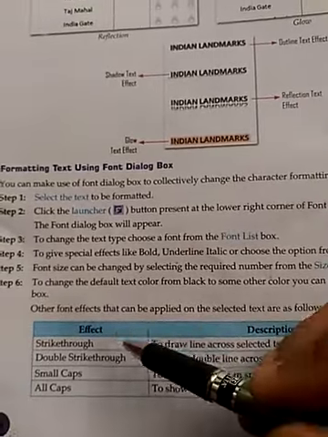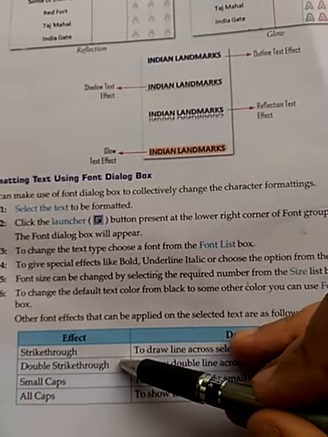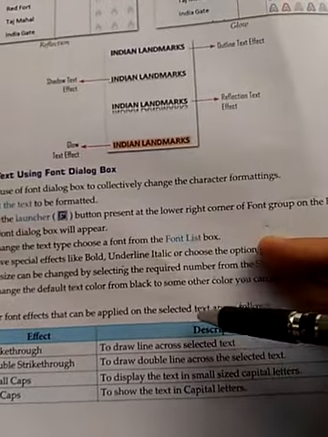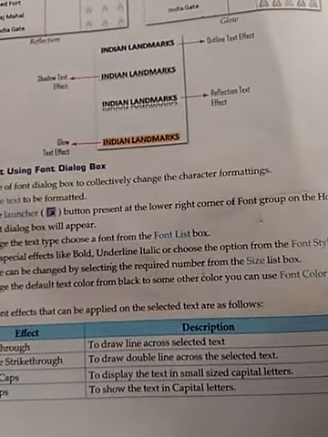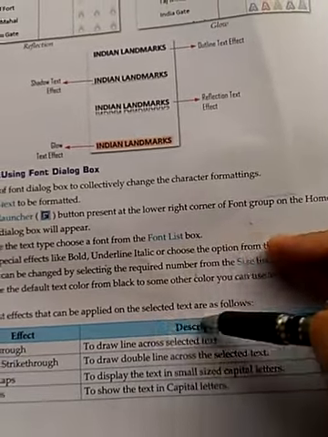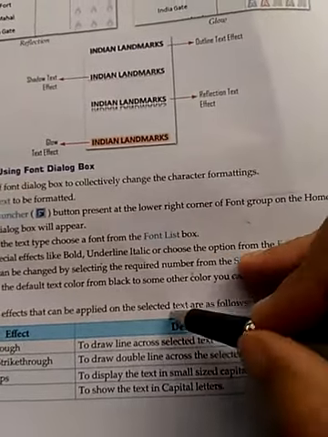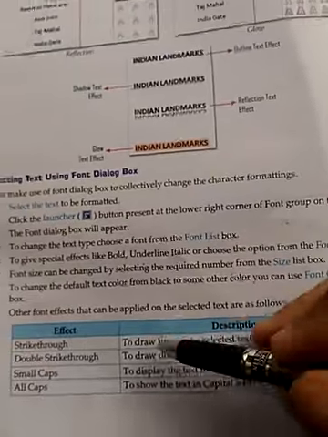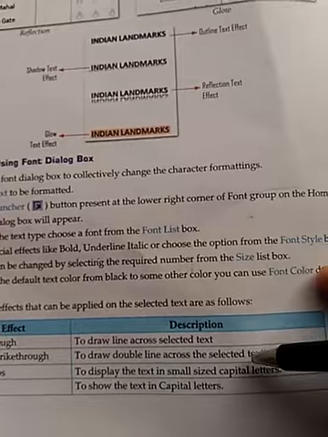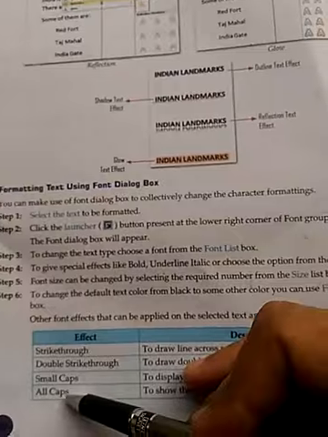Some of the effects are strikeout, double strikeout, small caps, all caps. Strikeout means it will cut this text. If you put a slash mark over it, it is strikeout. Double strikeout means a double slash mark. Then this is small caps, meaning small size capital letters, and this is all caps, which shows the capital letters.